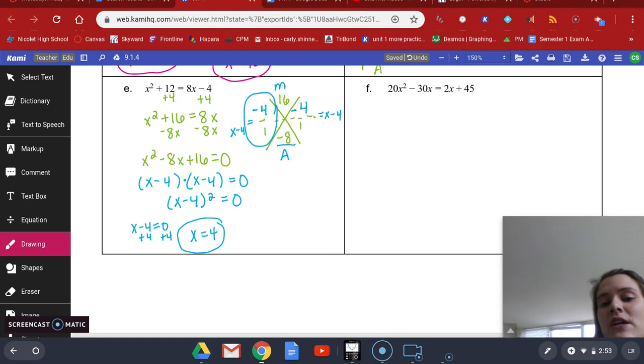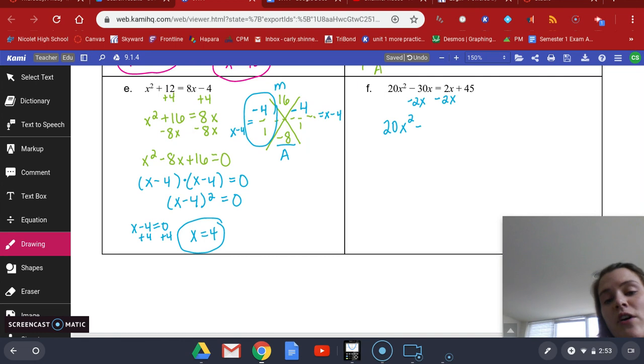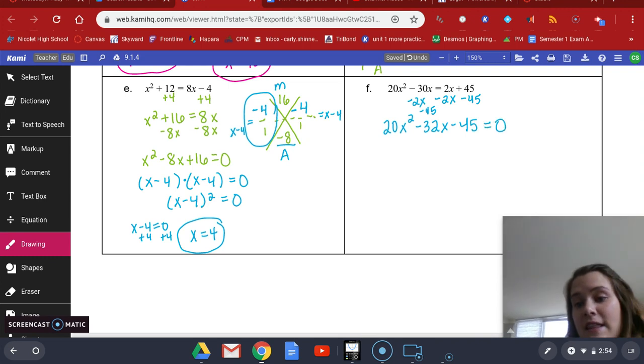Alrighty, last one here, team. They are trying to trick us again, but we won't fall for it. I'm going to subtract 2x from both sides, and that's going to be like terms here, right? So -30 minus 2 would be -32x. Then I'm going to subtract 45 from both sides, and that's my constant term. That's my c, so I'm going to stick that at the end.